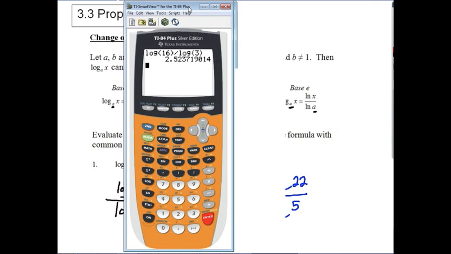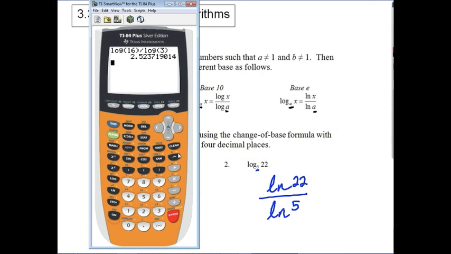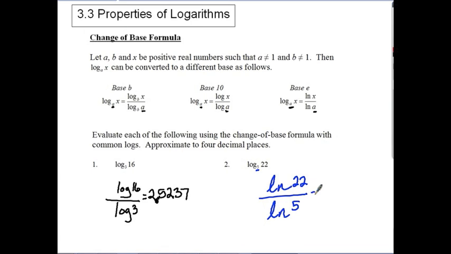Let me slide this over here out of the way. So clear that off. I'm going to do natural log of 22. Remember to end that parentheses. Divided by natural log of 5. And hit enter. And we get a decimal that is 1.9206, if we round it off to the nearest 4 places after the decimal.